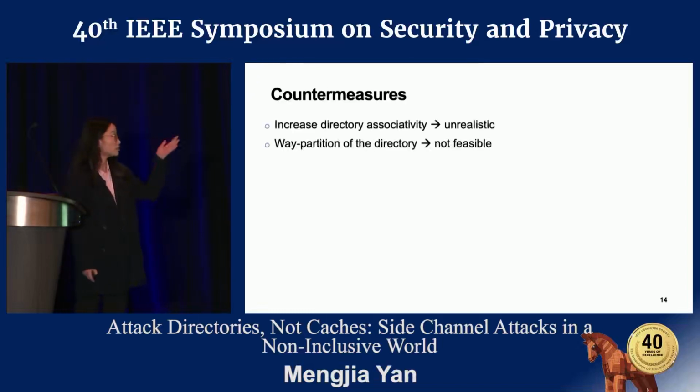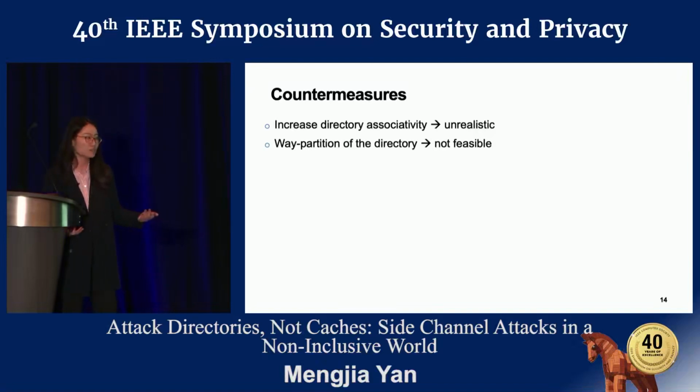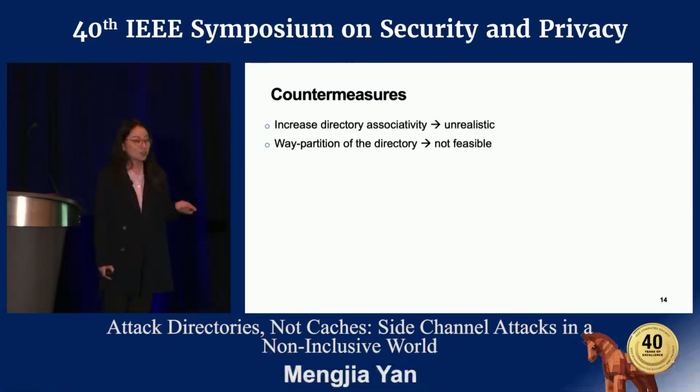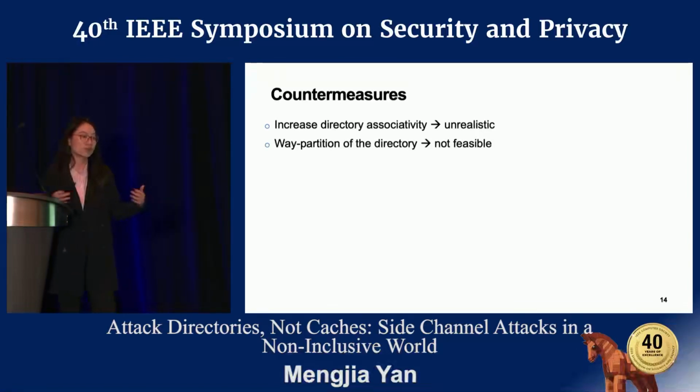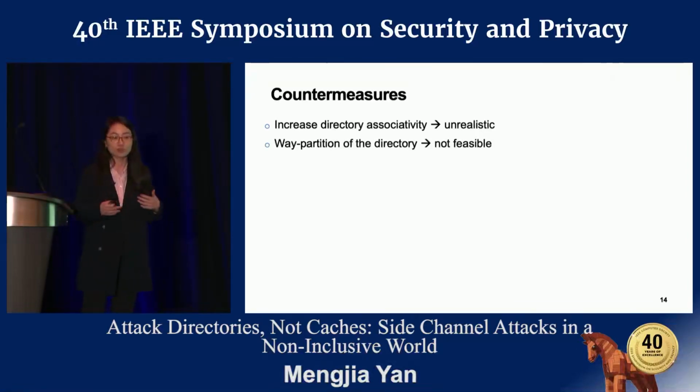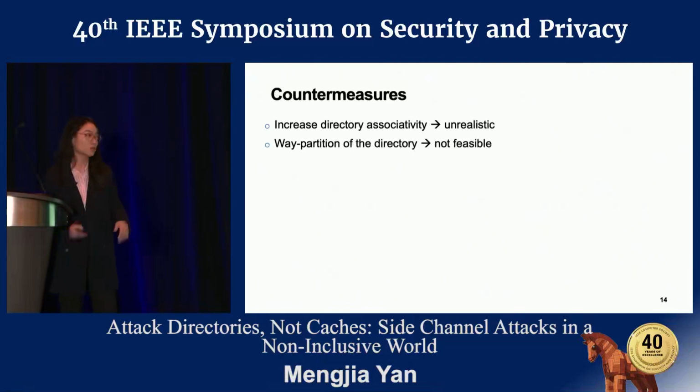One is to increase the directory associativity. If you have enough associativity and you can hold all the cache lines in your L2, then you will not have directory conflicts. But from a computer architect's perspective, it is not realistic to build. You will never build a set associative array with more than 100 ways, just too expensive and very low performance.